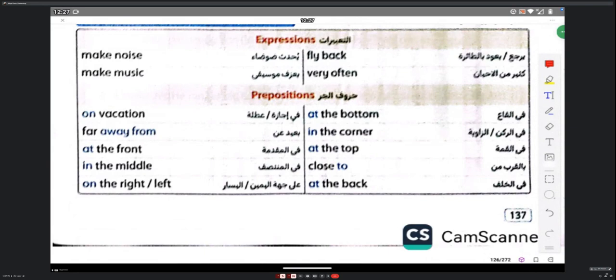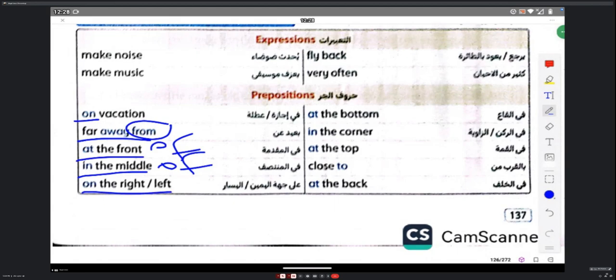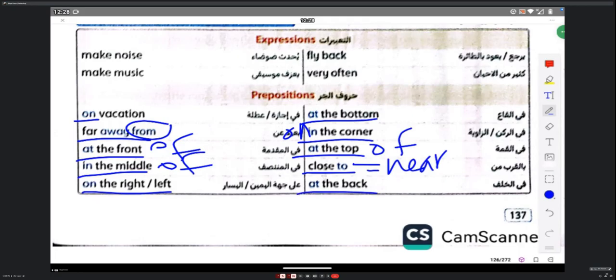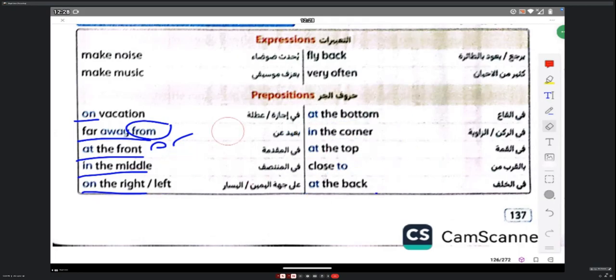On vacation, on holiday, on the weekend, far away from, at the front, at the front of, in the middle of, on the right, on the left, on the corner, at the bottom, in the corner, at the top, at the top of, close to, near means nearby, at the back. We are talking about places now.